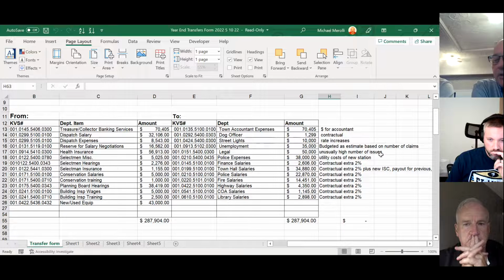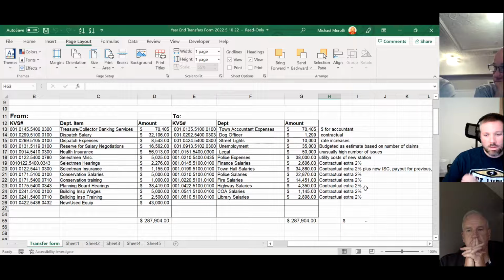Legal expenses, there are, again, just legal issues like there always are that we really can't discuss, but that's what that 50,000 is. Police expenses, again, same thing, utility costs for the new police station. And when you look at all of the rest of these, the finance salaries, town hall salaries, police salaries, fire, highway, council on aging, and library salaries, this is an additional 2% that's contractual.